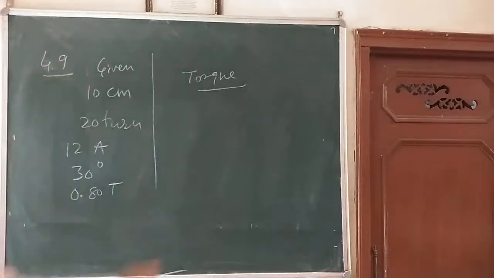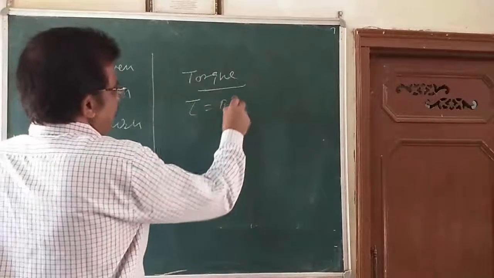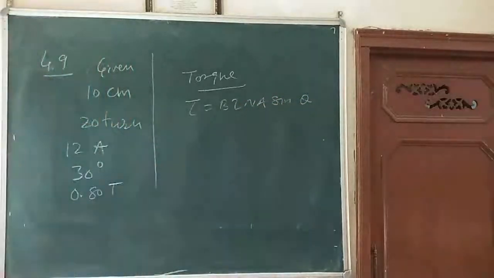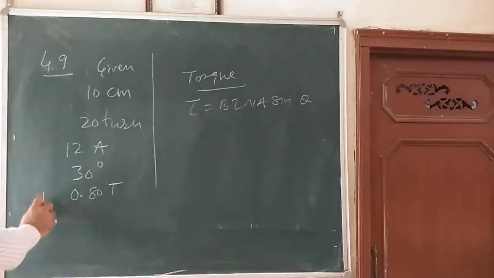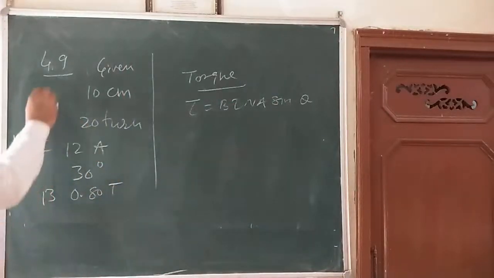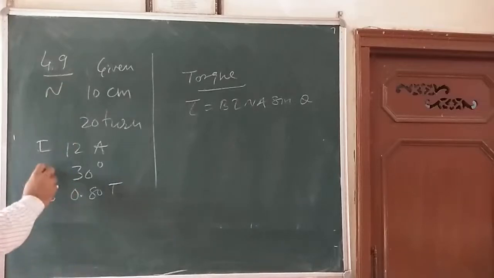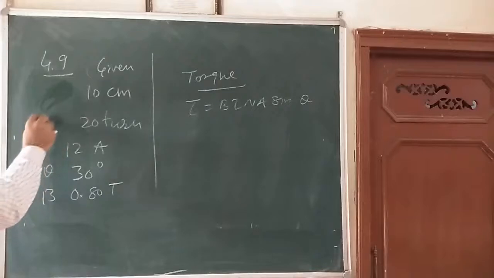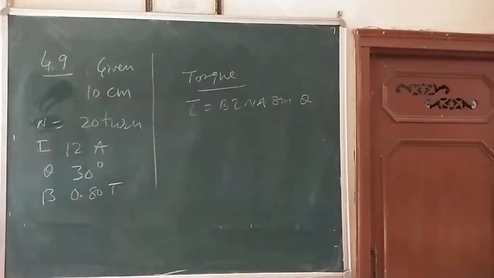Experienced by the coil. We know the formula, like we hear torque, that is B I N A sin theta, and you can write sin alpha as well. All the things here are given: B, I, N, theta, or number of turns. Here is the number of turns, and here the side is given as 10 centimeter. So we can find out, a square coil of side 10 centimeter. So put the values here.